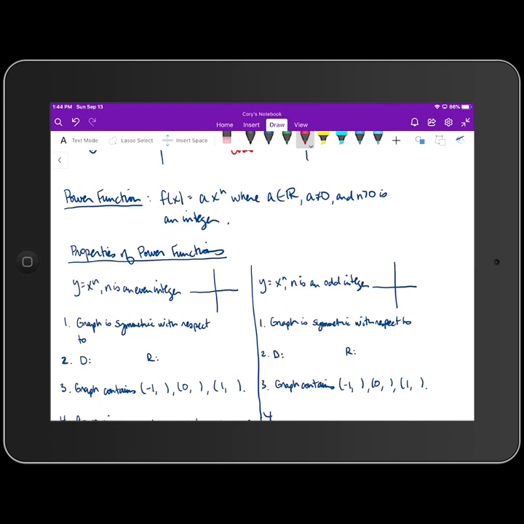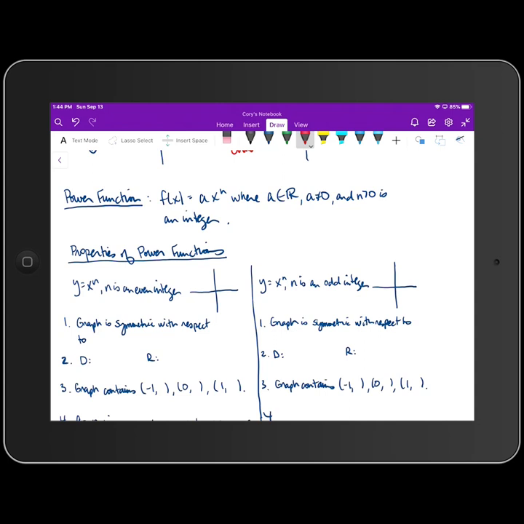All right, so we're going to take a look at properties of power functions, and we're going to make a table to look at these properties. On the left-hand side, we have y equals x raised to the n power, where n is an even integer. And on the right-hand side, y equals x to the n power, where n is an odd integer.